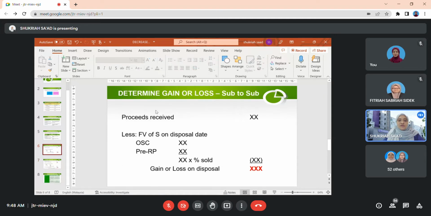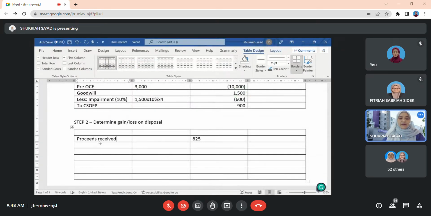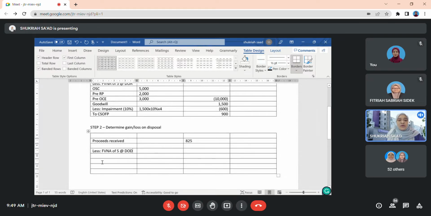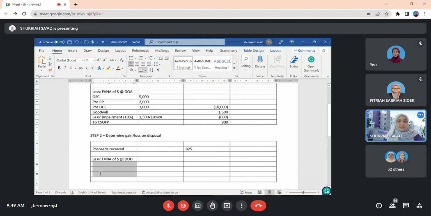Okay, so kita tengok yang ni. So we have proceed, receive, and last the fair value net asset of subsidiary on DOD, date of disposal. Okay, this is proceed, receive, and then less the fair value net asset of subsidiary at DOD. Saya kecilkan sikit. Yang ni senang saja. Kita ambil saja copy daripada awal ni. Ni mesti sama ya. Okay, saya paste. Yang lain akan remain the same kecuali retain profit akan berubah.